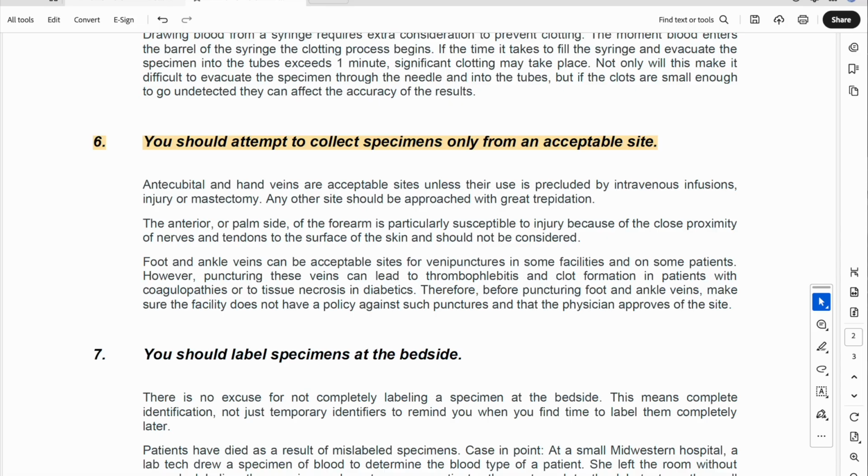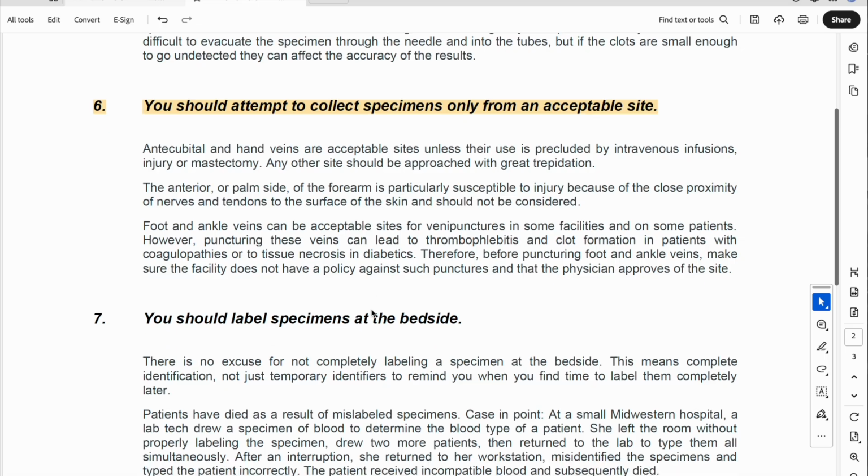Foot and ankle veins present special considerations. While they may be acceptable in some facilities and for certain patients, they carry significant risk. Puncturing these sites can lead to thrombophlebitis and clot formation, particularly in patients with coagulopathies. In diabetic patients, poor circulation can result in tissue necrosis. Before considering foot and ankle puncture, verify your facility's policy permits it and obtain physician approval. The increased risk of complications requires this additional level of authorization.